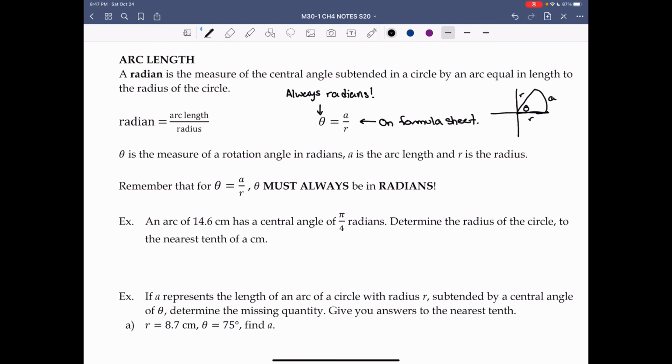Example: an arc of 14.6 centimeters has a central angle of pi over 4 radians. Determine the radius of the circle to the nearest tenth of a centimeter. Start with our formula, theta equals A over r. Then plug in what we know. Our theta is pi over 4 equals, the arc is 14.6 centimeters, and we don't know the radius, so we'll leave that as r. And then we can just cross multiply. We have two fractions equal to each other.